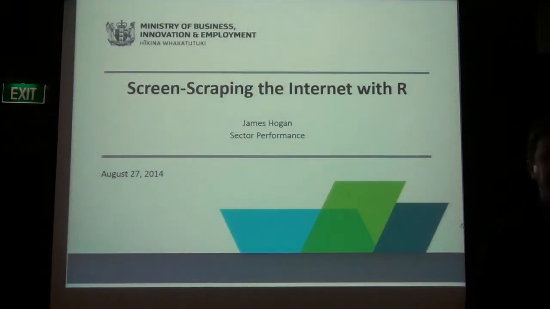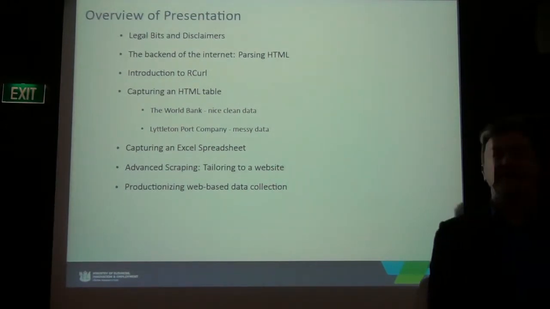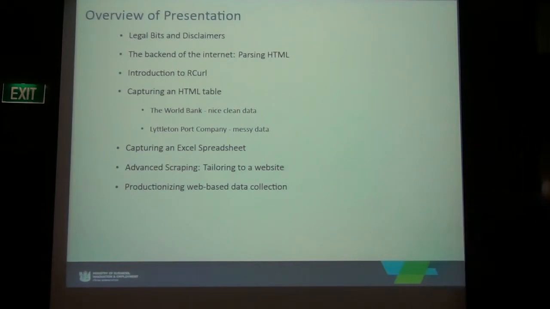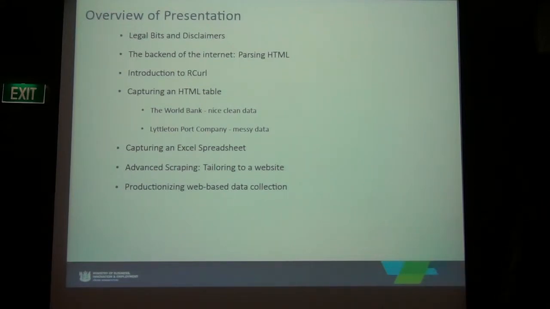So, okay, screen scraping the internet. One of the reasons why we're interested in doing this here at MB is that one of the things we're trying to do is get a sense of what's happening out in the real economy. Some of the things which we look at significantly are Stats New Zealand data, and different types of information we get administratively through other government agencies. But we like to get a sense of what's happening out in the sector, in the economy, and around the world. And one of the things we've found is that screen scraping is a nice way of doing this. I just want to run you through how we're doing it in R.